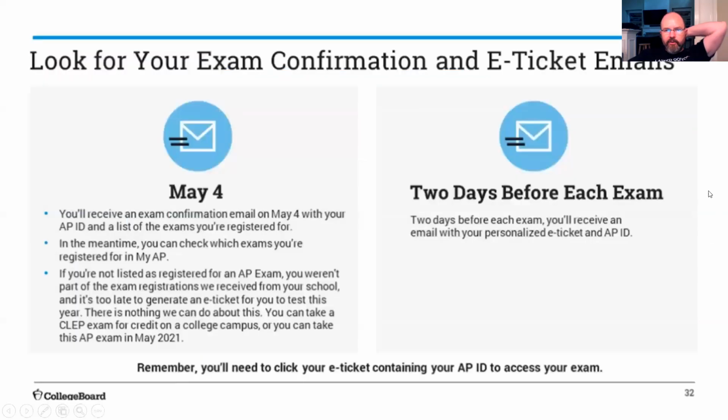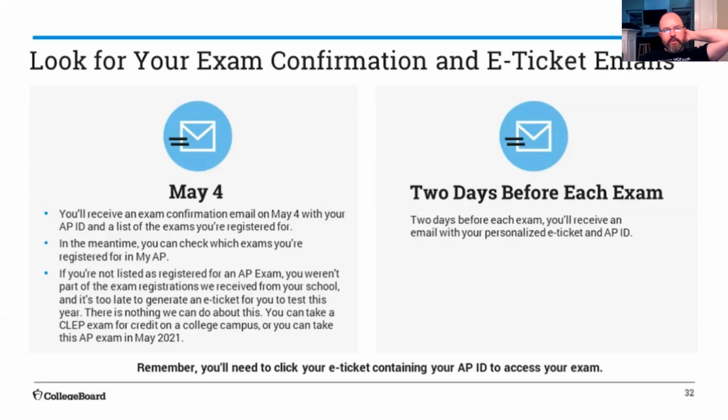Look for your email confirmation in your e-ticket 2 days before each exam. You're going to do the practice exam on May 4th. All that is checking to make sure your technology works. You're going to get a confirmation email on May 4th with your AP ID and the list of exams you're registered for. So that should have all of that information there. You can check which exams you're registered for in My AP. You can take that practice exam as many times as you want. So on that day, go ahead and try to log in, make sure you can get it done. If you want to try it on different technology and see which you prefer, you can do that.